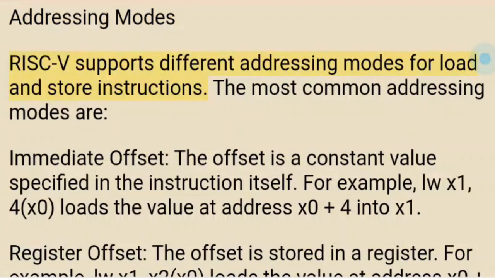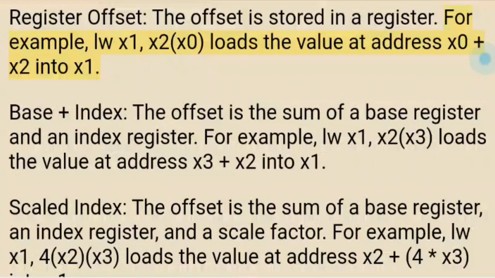Addressing modes. RISC-V supports different addressing modes for load and store instructions. The most common addressing modes are immediate offset. The offset is a constant value specified in the instruction itself. For example, LW x1, 4(x0) loads the value at address x0 plus 4 into x1. Register offset. The offset is stored in a register. For example, LW x1, x2(x0) loads the value at address x0 plus x2 into x1.